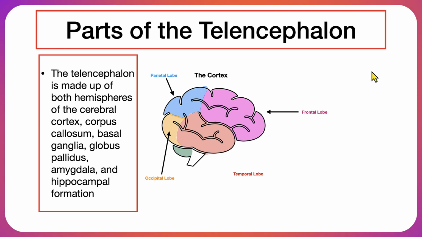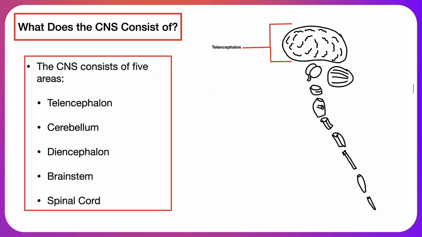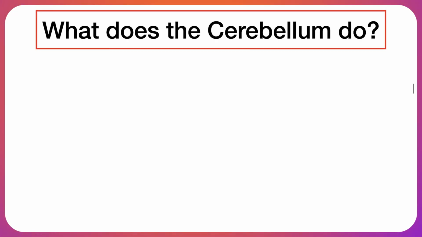Another lobe that's going to be important is the temporal lobe. So the temporal lobe is going to be an area that contains several important regions, including Wernicke's area, as well as the primary auditory cortex. So those are the main lobes of the cerebral cortex: the frontal lobe, temporal lobe, parietal lobe, and occipital lobe. So now that we talked about the telencephalon, let's talk about the second area of the central nervous system, the cerebellum. So what does the cerebellum do?